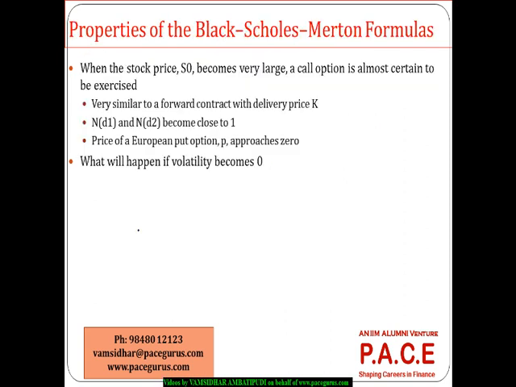Then a few important properties of the Black-Scholes-Merton formula. Looking at the formula, if the stock price S0 is very large, we will find that N(d1) and N(d2) become very close to 1. So the call option is very much in the money, very much certain to be exercised, which means the price of it should be very similar to that of a forward contract. And the same with the put option, it should go closer and closer to 0. So that's one way to check the worthiness of the Black-Scholes-Merton formula.